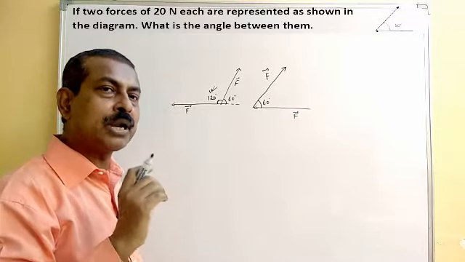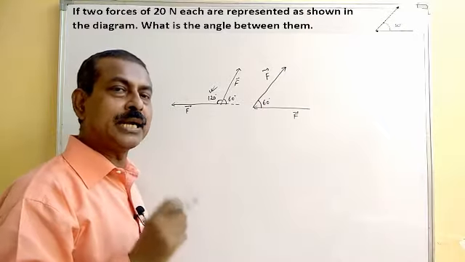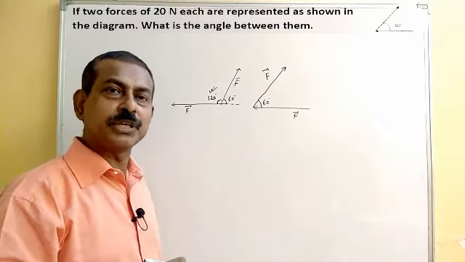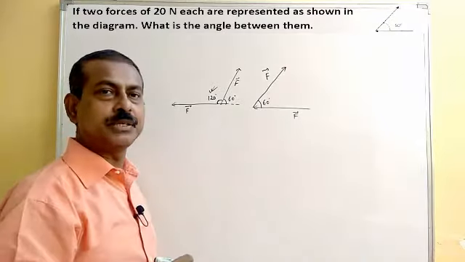We have to take the smaller angle between the two vectors if their tails are at the same point. That measures the angle between the two vectors. This is a very simple thing, but you must take care for this part.